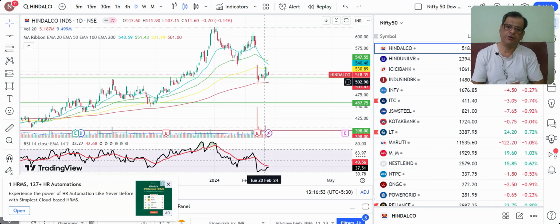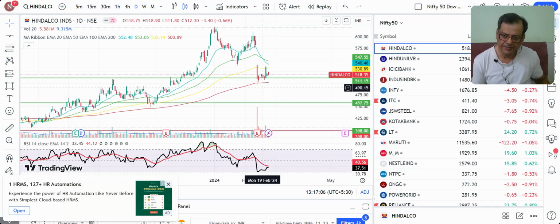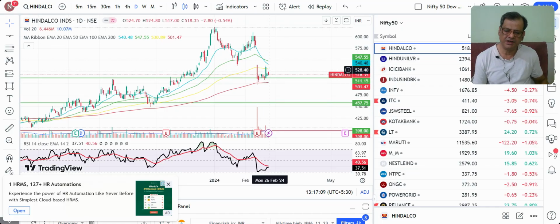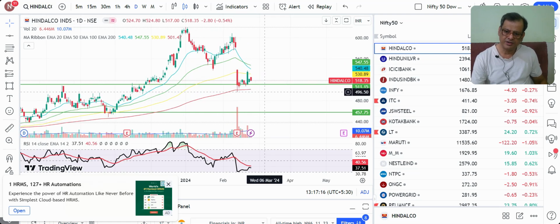Now, there is something called a demand zone. Support and demand zone are kind of synonymous. What is a support? Where prices have tested multiple times and bounced off because there are institutional orders there. And what is a demand zone? Demand zones again are orders which are there but which are yet to be fulfilled.